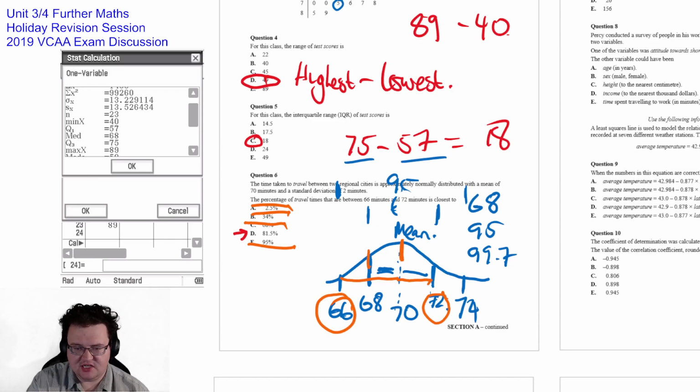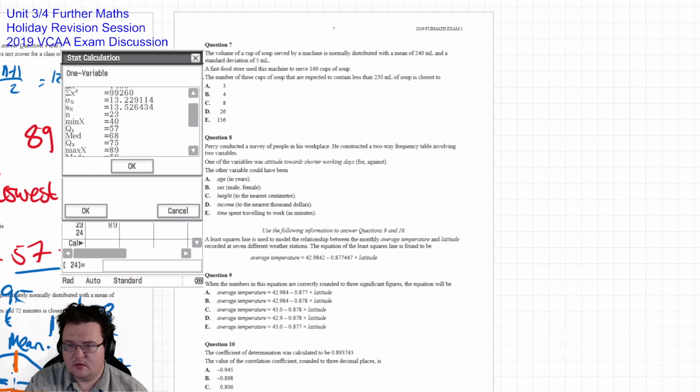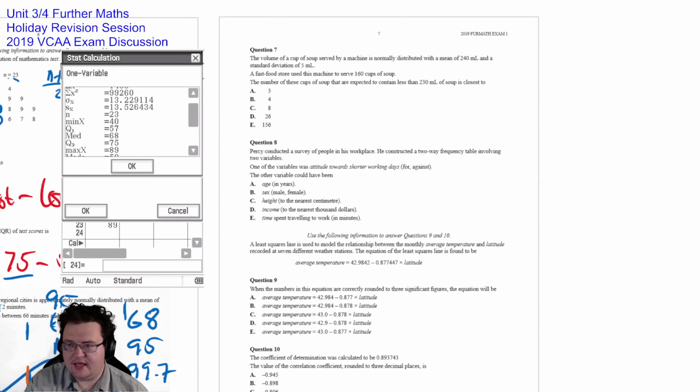And that question is a perfect example of that, because when you're talking about standard deviation and you're talking about percentages, we are going to stick to the 68, 95, 99.7 rule and the boundaries within that. Question 7. A volume of a cup of soup served by a machine is normally distributed. So again, normally distributed. We are back with this stuff again. Normally distributed with a mean of 240 and a standard deviation of 5 mils.